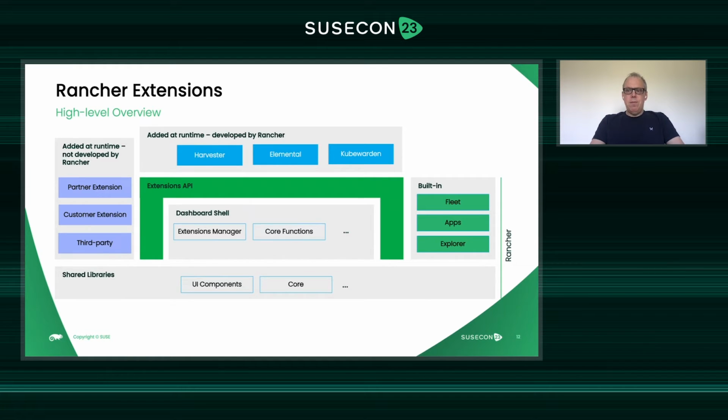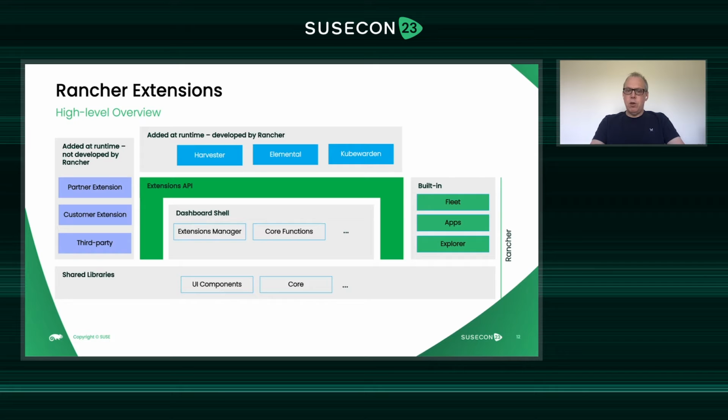All right, a very high level overview. I'm not going to go into too much here technically, but starting at the bottom, shared libraries. This slide really speaks to how we are re-architecting the Rancher UI to support extensions. And this is work in progress, right? We're by no means done with this work. But let's start at the bottom.